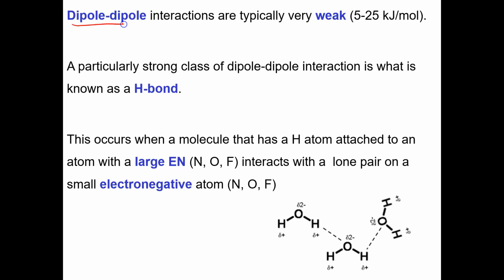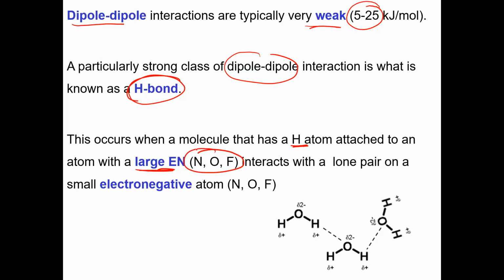So dipole-dipole interactions are typically quite weak, as I mentioned, about 5 to 25 kilojoules per mole. But there is a particularly strong class of dipole-dipole interactions, which is called a hydrogen bond. A hydrogen bond occurs when we have a hydrogen atom that is attached to a small atom with a large electronegativity, in particular a nitrogen, oxygen, or fluorine atom, and then that hydrogen atom interacts with a lone pair that is also on a small, highly electronegative atom, e.g. nitrogen, oxygen, or fluorine.